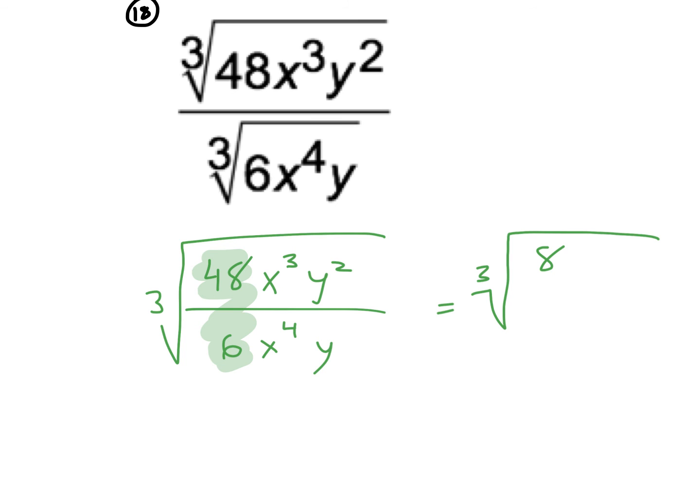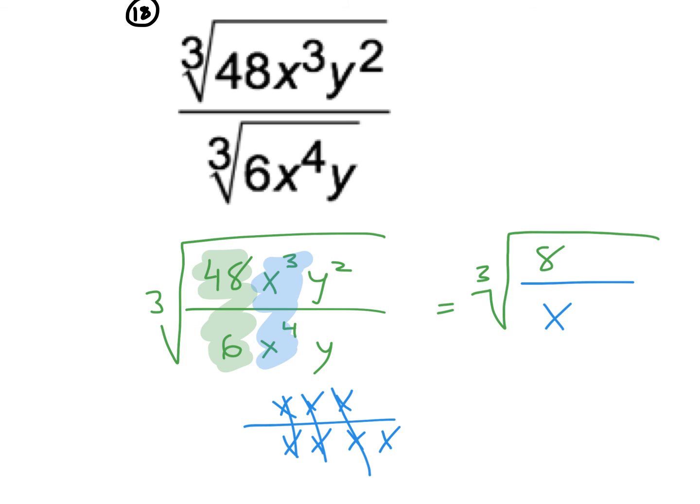Alright, now let's look at our x's. So I have 3 x's on the top and 4 x's on the bottom. So 3 of these x's on the bottom are going to cancel, and then I'm left with how many x's? 1 on the bottom. So that x just stays on the bottom.